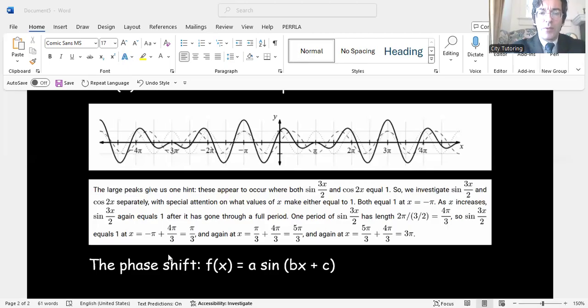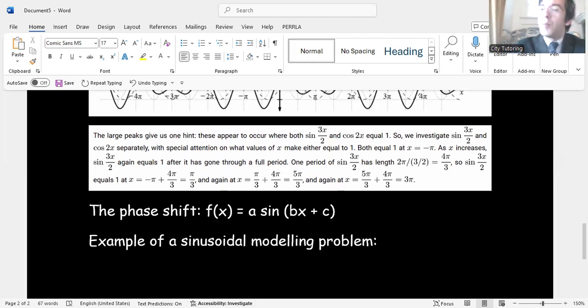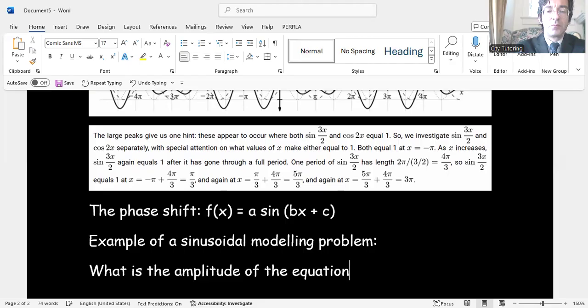One way you can look at this is to do an application problem. A typical sinusoidal problem would be: what is the amplitude of the equation f of theta? This time I'll try to put in the symbol in there. I think I had it.